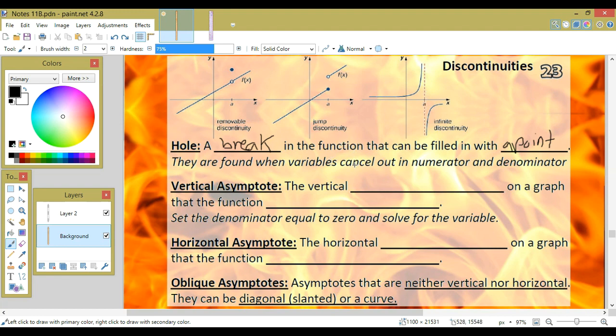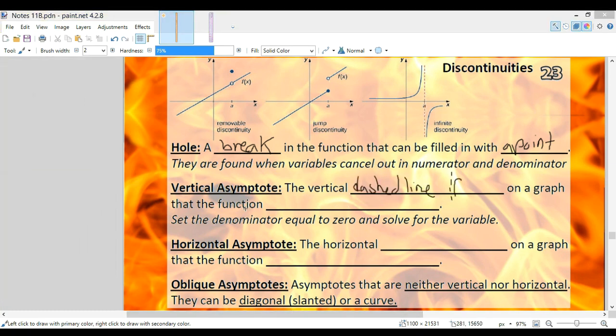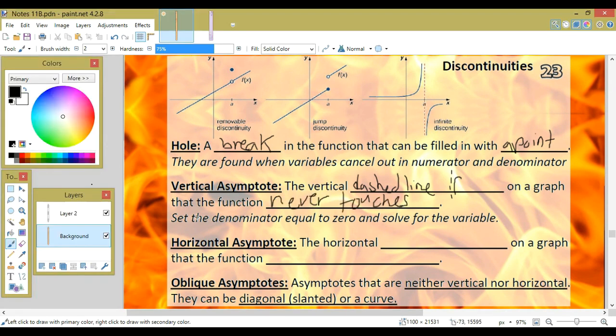The next thing is vertical asymptotes. This right here, this dashed vertical line. It's the vertical dashed line on a graph that the function never touches. To find the vertical asymptotes, you would set the denominator equal to 0 and solve for the variable. Now you would do this after finding the holes. Like so for the example, the x over x thing. You wouldn't set the denominator equal to 0 yet.